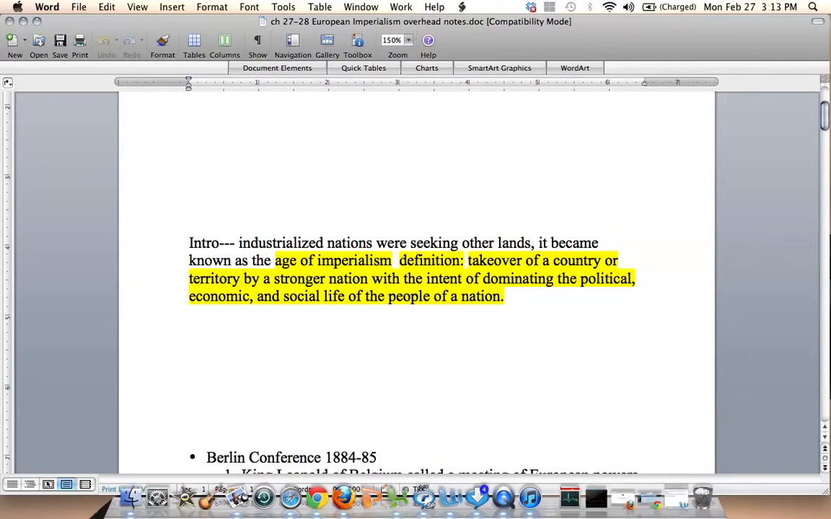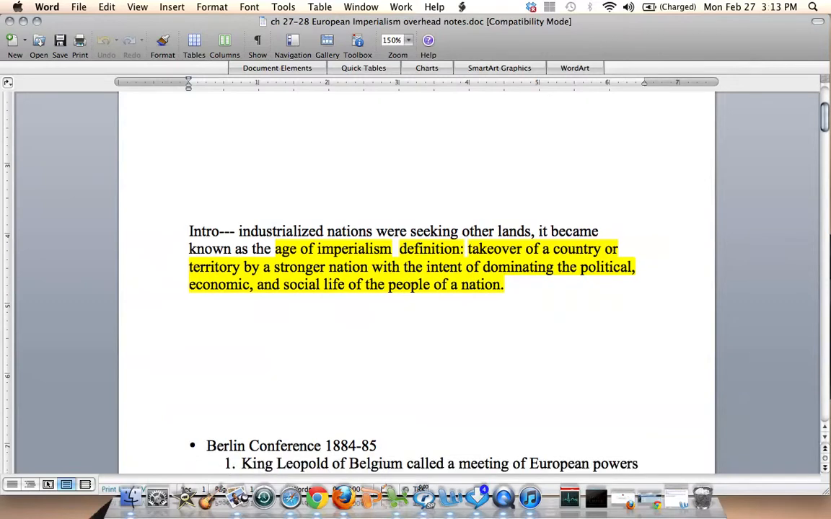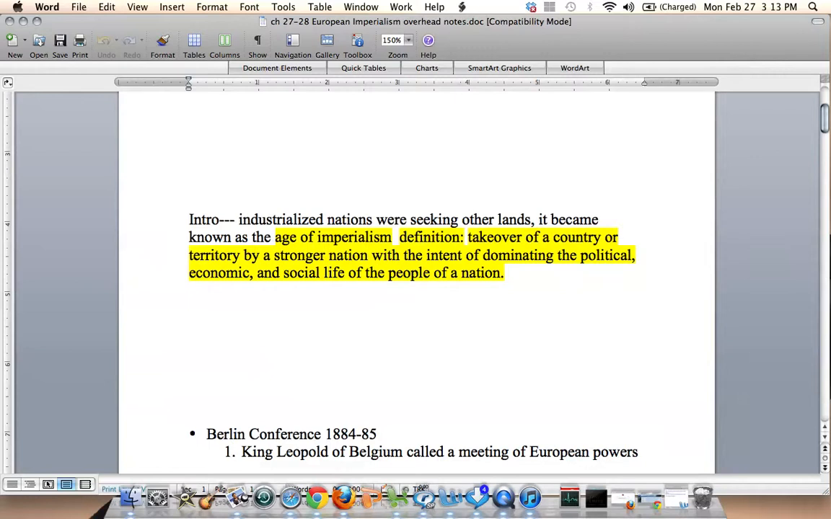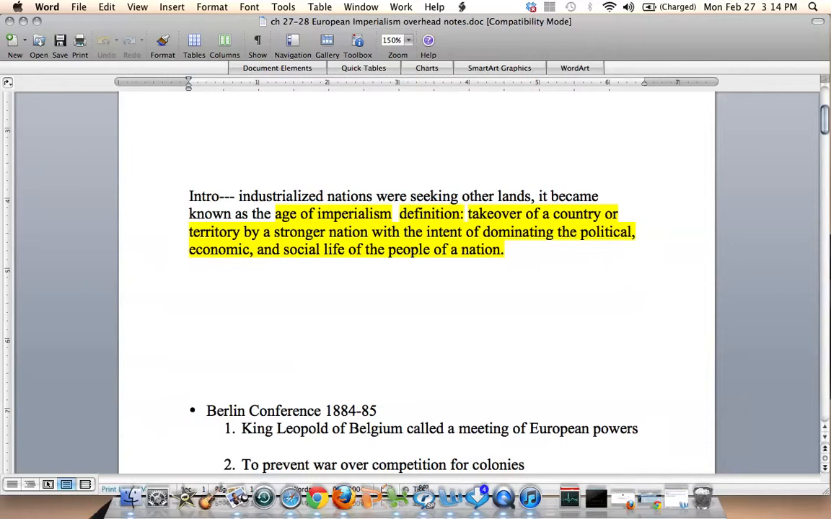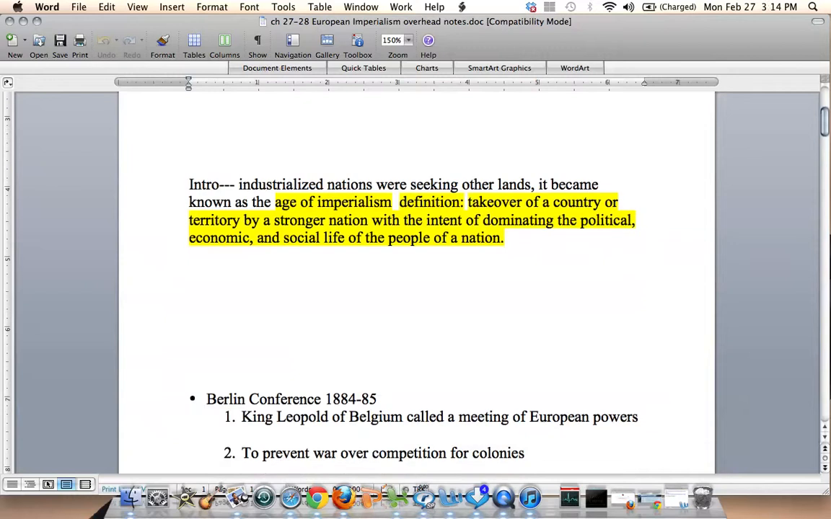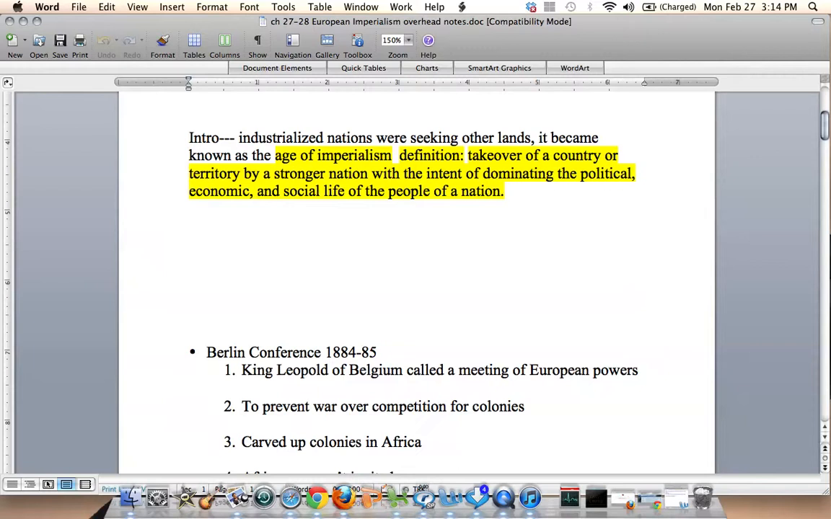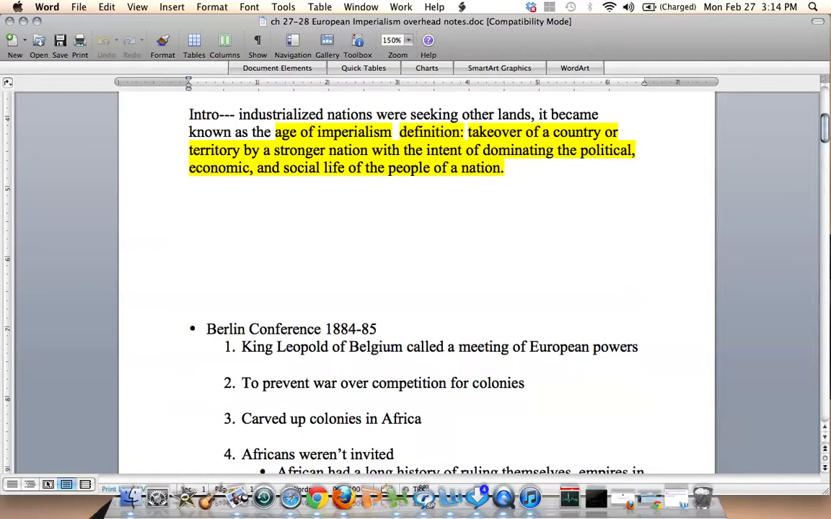Well, how does this pertain to Africa? In the mid-1800s, King Leopold of Belgium called a conference of the European powers. He called the conference so that they could avoid going to war over African colonies. And this was called the Berlin Conference. They met in Berlin. The reason they did this, like I said, was to prevent war. What did they do? They took the map of Africa and carved it up into colonies.